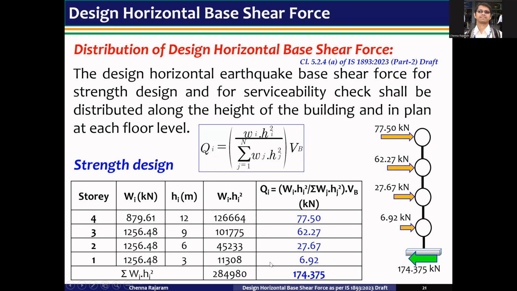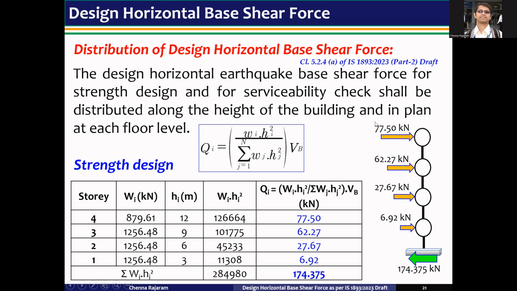For first floor, the Qi value is 6.92. For second floor, 27.67. For third floor, 62.27. And for fourth floor, the value is 77.50. So if you add all the values, then we arrive at 174.375.